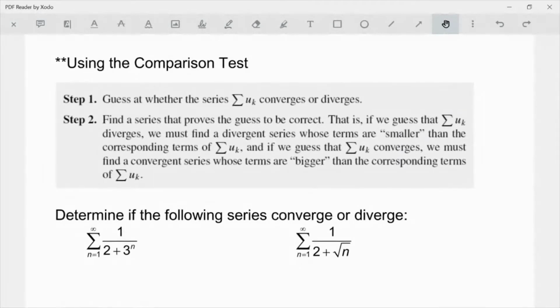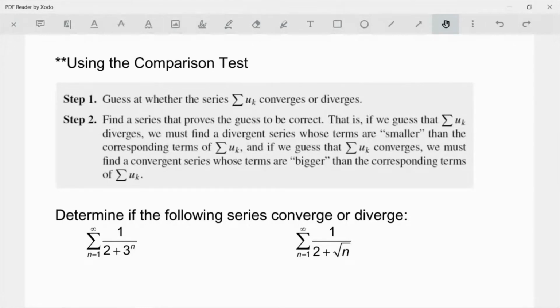Now, when we are going to use this direct comparison test, essentially what we have to do is figure out something to use for a comparison. And this is the hard part about it: not only do we have to decide what to use, but the functions have to fall within the same order. And I'm saying functions because I'm talking about the rule that defines the terms in the series.